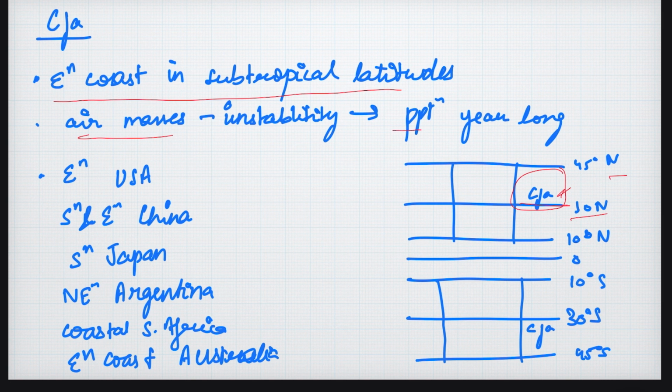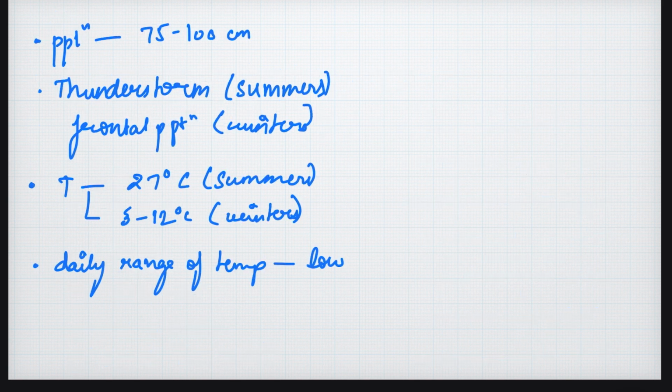It is found in the eastern coast of the United States of America, southern and eastern China, southern Japan, northeastern Argentina, coastal South Africa, eastern coast of Australia. Precipitation is between 75 to 100 centimeters. Thunderstorms in summers and frontal precipitation in winters. Therefore, it has precipitation throughout the year.